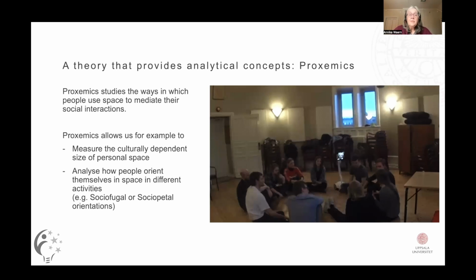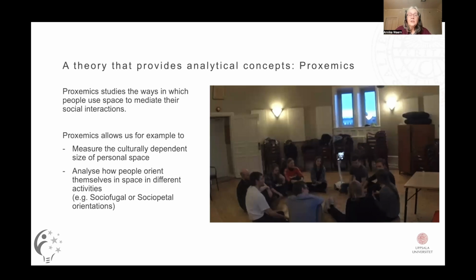Another thing that has been done a lot is that in proxemics, they have been looking at how people orient themselves in space, depending on what is the social activity going on. So one example of this is that you can be oriented sociofugally or sociopetally. And if you are looking at sociopetal orientations, that's what we typically do when we are collaborating in a group. So we orient ourselves towards each other. We create some kind of space between us, which we turn into. We take eye contact and so on.